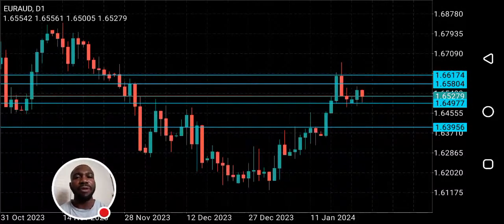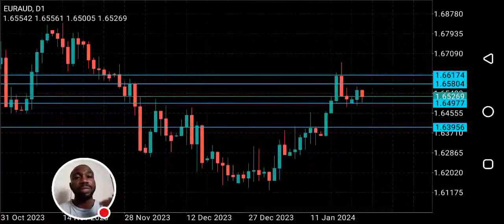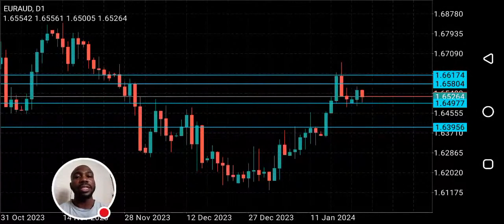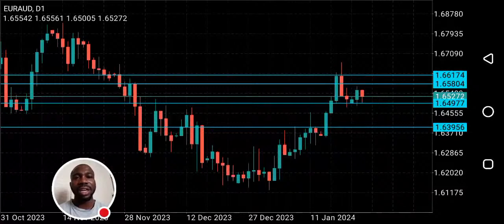And if you are aiming for 100 pips profit, your risk should not go below 50. Maximum risk you should take on such a trade is 50 pips. That is risk reward 1 to 2. So Euro Aussie is bearish. Technically, Euro Aussie is bearish.